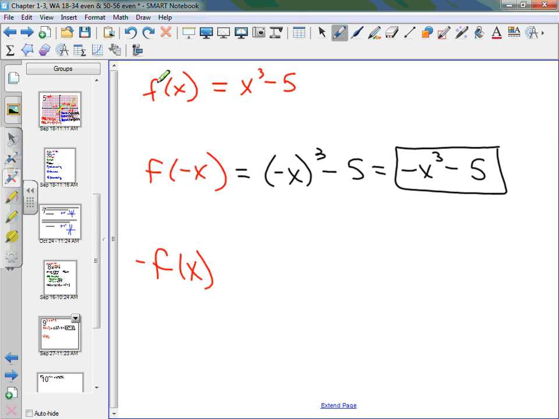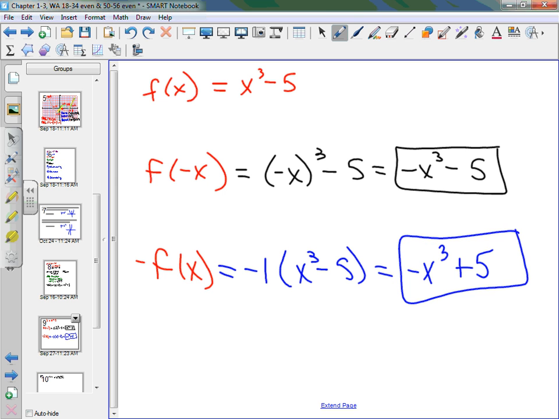Okay. Now, all this means with the negative in front is I'm going to distribute the negative. So here's the negative 1 times my original f of x function. If I distribute that, that gives me negative x cubed plus 5. Do we see that? So, there's my three functions. If it's an even function, then f of x has to equal f at negative x. Do these two equal? No, so it's not even.